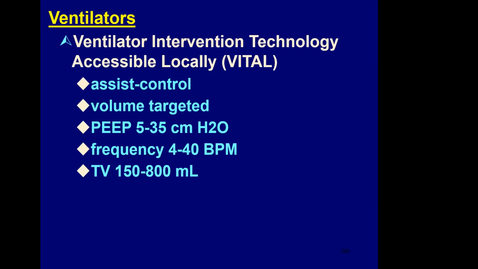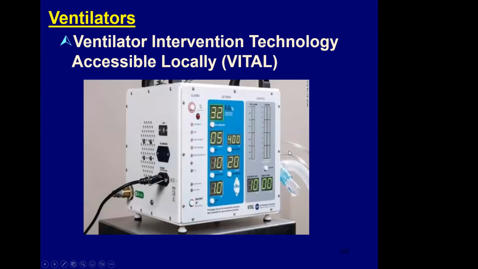The VITAL has assist control. It has volume targeting, PEEP adjustable between 5 to 35 centimeters, frequency from 4 to 40 breaths per minute, and tidal volume 150 to 800 mLs. Obviously, that frequency with some youngsters would not work. And this is a photo of the VITAL ventilator.